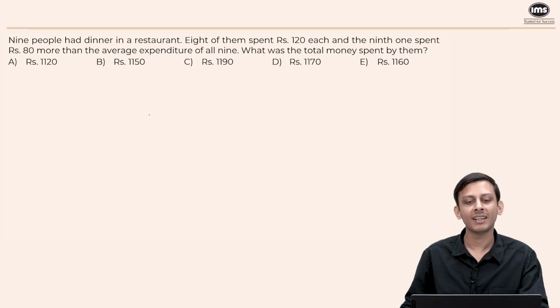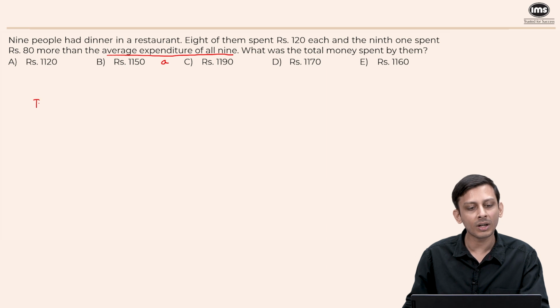9 people had dinner in a restaurant. 8 of them spent rupees 120 each. And the 9th one spent rupees 80 more than the average expenditure of all 9. What is the total money spent by them? Now let the average expenditure of all 9 be A. And now if we think about the total money spent by them.